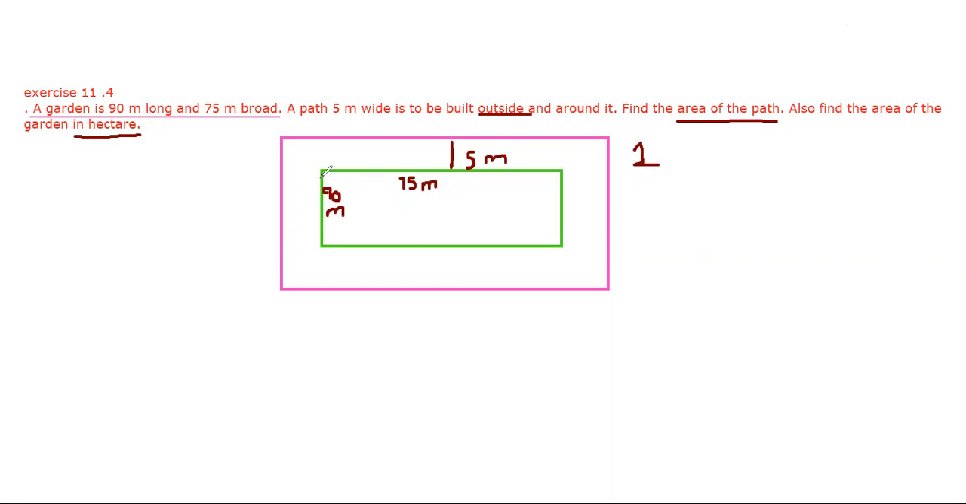First is only the portion inside the green rectangle, and the second is the area of the garden when the path is included. Usually when you go to a park, there is a path built outside it where you can walk, and then there is the actual garden with grass, just inside it. So together they make a garden. First we have to find this, and then we have to find the area of the garden with this path as well.